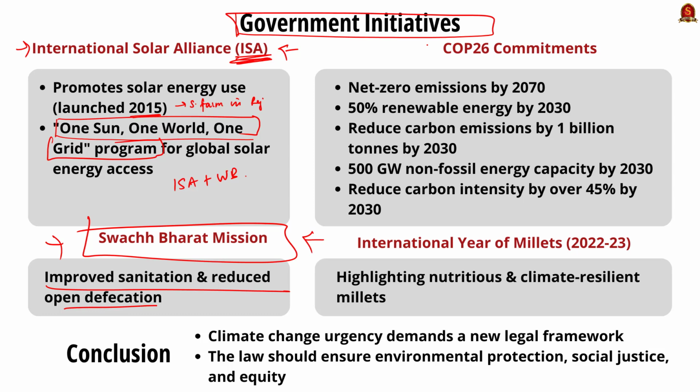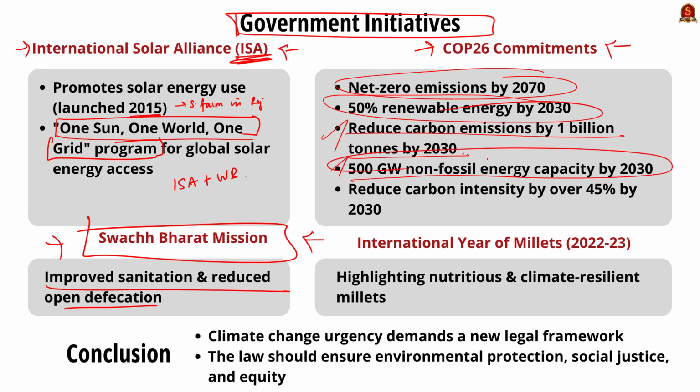Thirdly, COP26 Summit in Glasgow in 2021. India announced 5 commitments to fight climate change. That is, to get net zero emissions by 2070. Secondly, India said that it will meet 50% of its energy demand from the renewable sources by 2030. Thirdly, India will decrease the total projected carbon emissions by 1 billion tons by 2030. Fourthly, India will take its non-fossil energy capacity to 500 gigawatt by the end of 2030. And lastly, the nation said that it will reduce the carbon intensity by more than 45% by 2030.